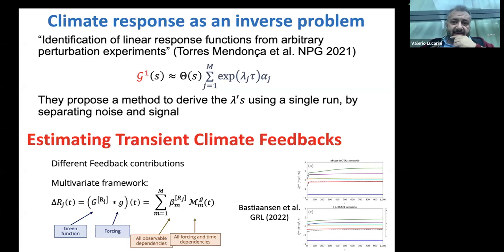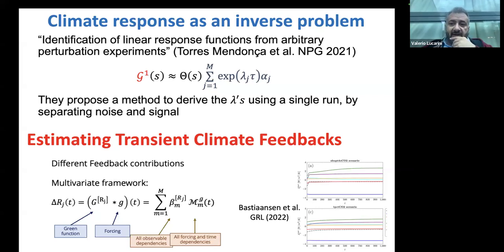So more recently, some colleagues tried a different approach from an empirical basis. Actually, some of these ideas were already present in early papers by Hasselmann himself. So what about writing the Green function as a sum of exponentials with different time scales? Mendonça and Torres Mendonça and others, and from a slightly different angle, Bastiansen and others, proposed to construct a surrogate empirical Green function as a sum of exponentials, where of course the inverse of the lambdas describe my time scales of interest. So I'm trying to deconvolve the Green function in terms of different time scales.